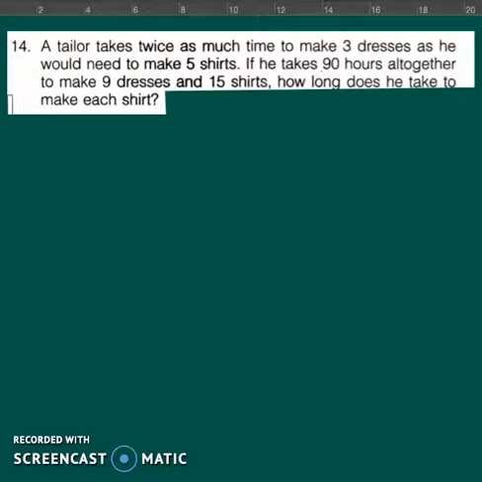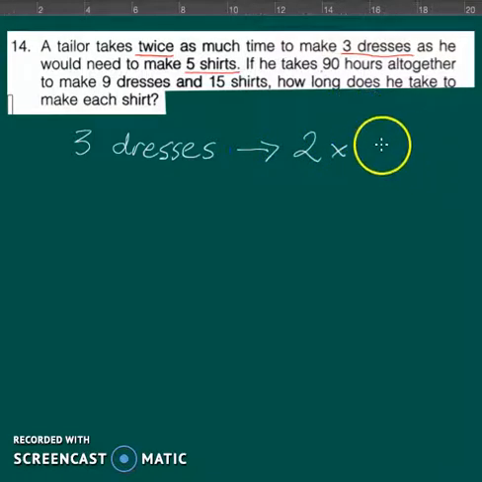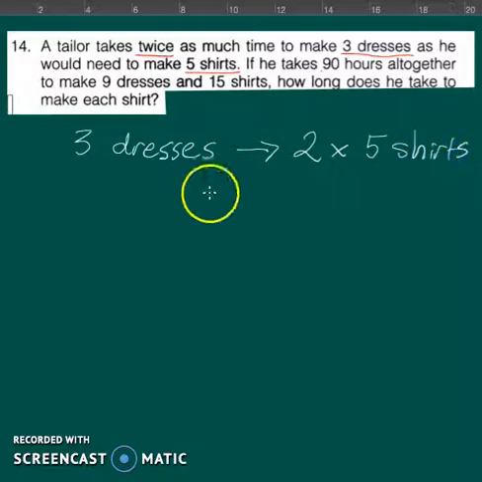All right, so in question number 14, we are told that a tailor takes twice as much time to make 3 dresses as he would to need to make 5 shirts. So let's think about this carefully. When he wants to make 3 dresses, it takes twice as much time as it does to make 5 shirts.